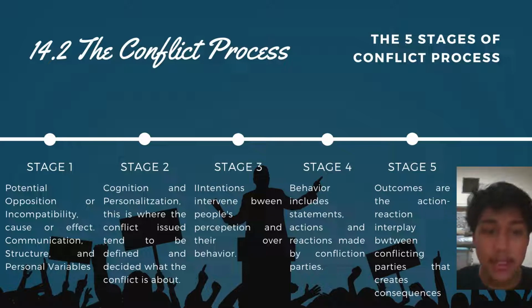Stage three is intentions. Intentions intervene between people's perceptions and their overt behavior. Stage four is behavior, which includes statements, actions, and reactions made by the conflicting parties. Stage five is outcomes. Outcomes are the action-reaction interplay between conflicting parties that creates consequences for both parties.